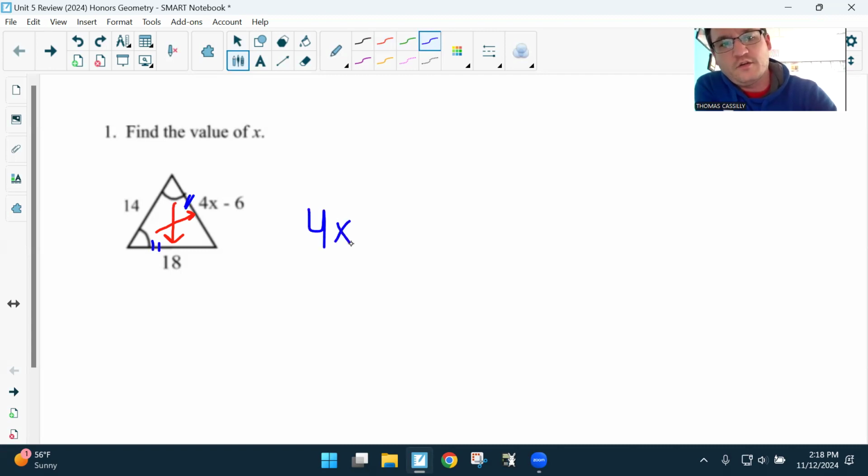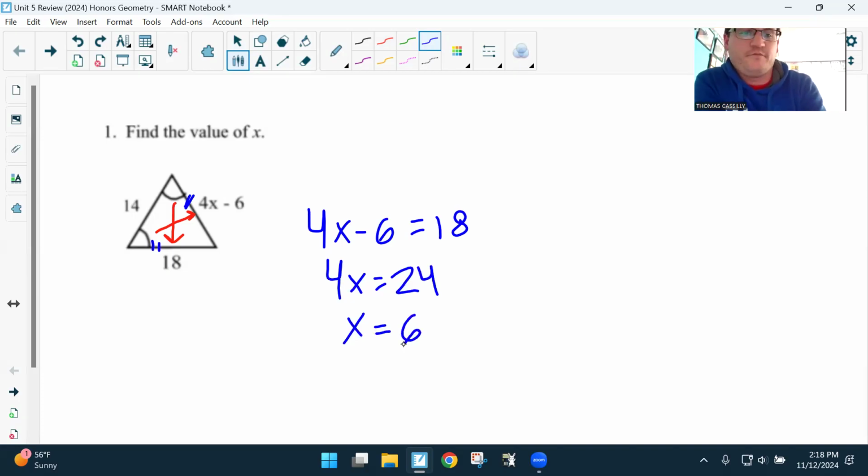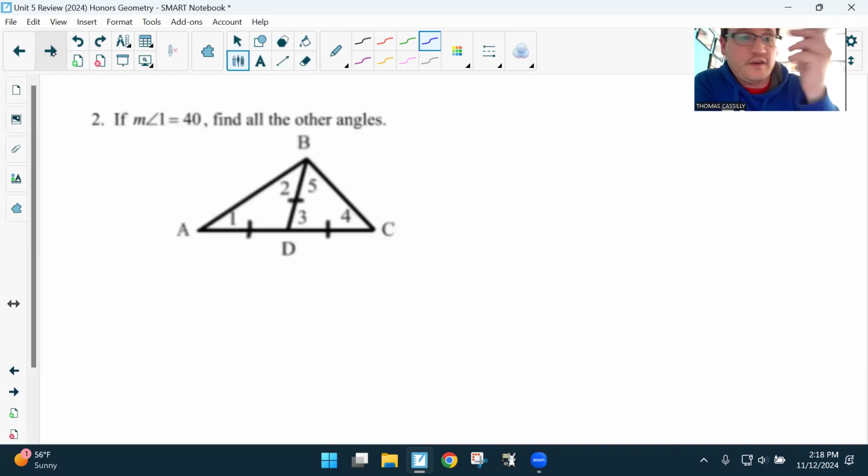So this first one here is just 4x minus 6 equals 18. And we are solving this for x, right? So add your 6 over, we got 4x equals 24. Divide the 4 away, and we get x equals 6, all right? And that one's done, right? So, all right, I think that's all I have to say about that one. So let's just look at the next one here.